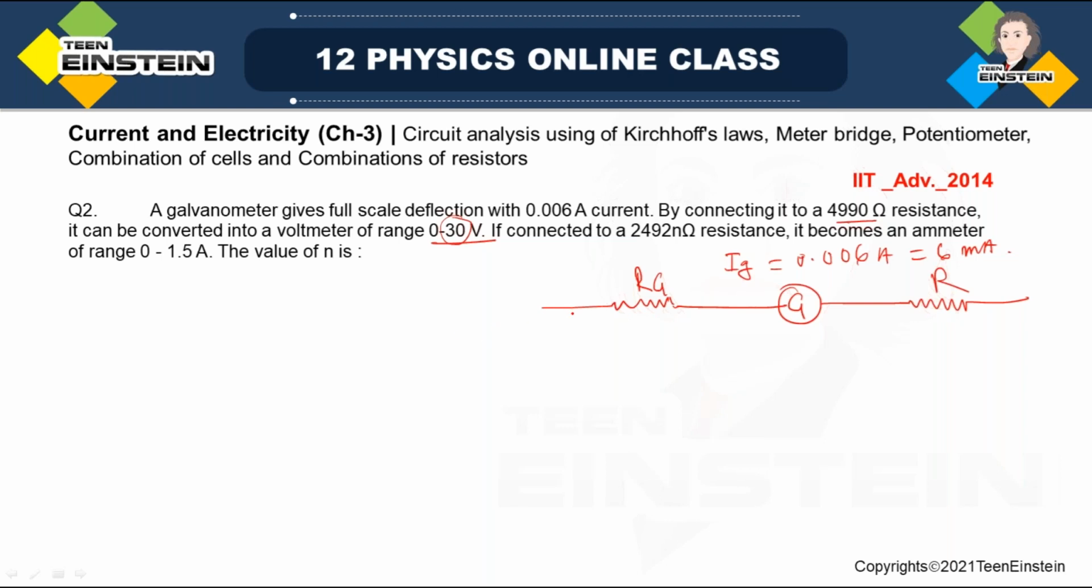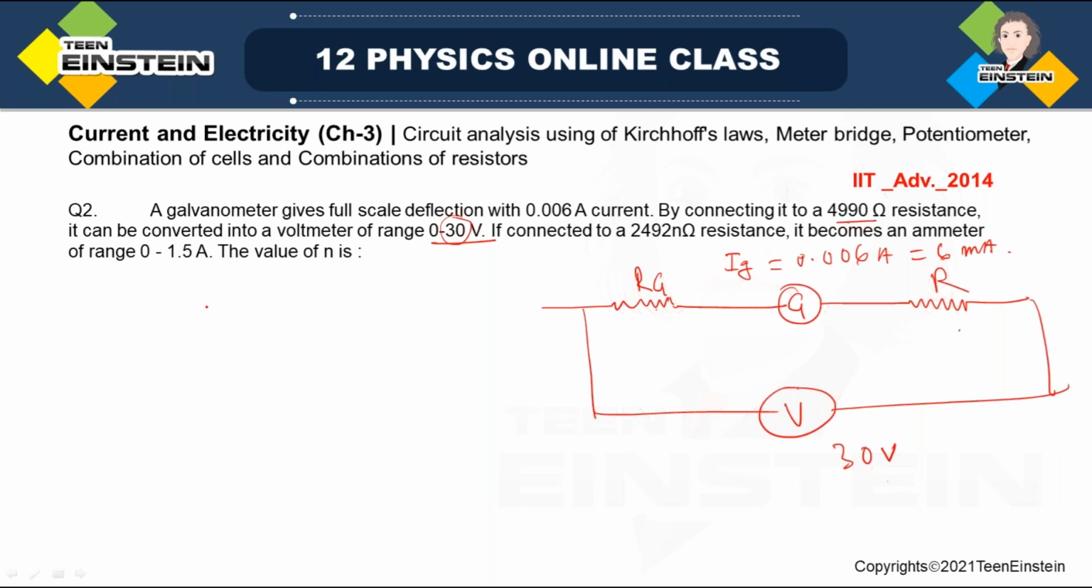Now look, what happens? The whole voltage range means, if you take a voltmeter, it will show the range of the voltage, range 0 to 30 volt. So across this, I'll take the total voltage, the maximum range. So the total voltage drop across this and this will be 30 volt. That is what we have to take.